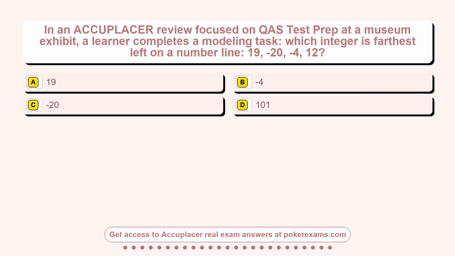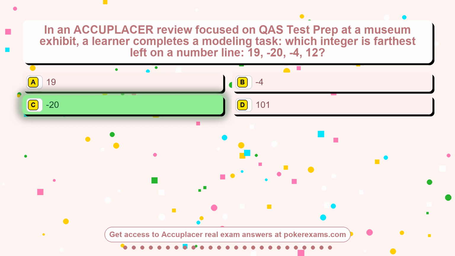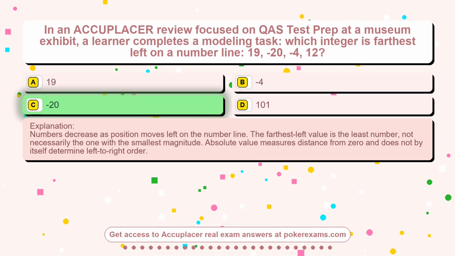Question 12. In an Accuplacer review focused on QAS test prep at a museum exhibit, a learner completes a modeling task. Which integer is farthest left on a number line? 19, -20, -4, 12. Option A, 19. Option B, -4. Option C, -20. Option D, 101. The correct answer is option C, -20. Numbers decrease as position moves left on the number line. The farthest-left value is the least number, not necessarily the one with the smallest magnitude. Absolute value measures distance from 0 and does not by itself determine left-to-right order.